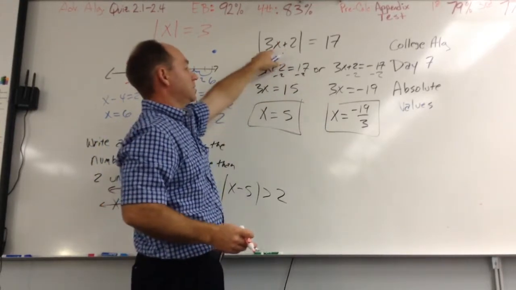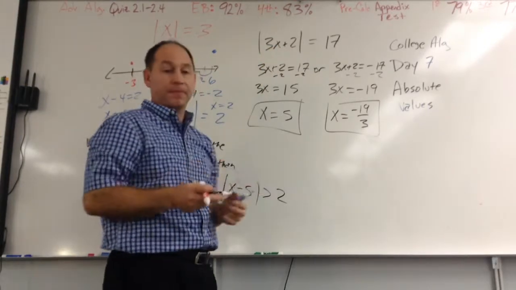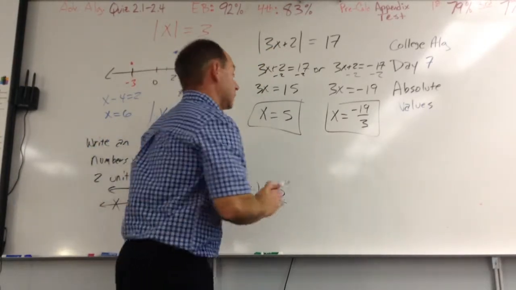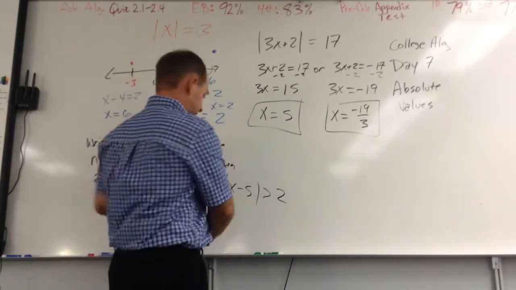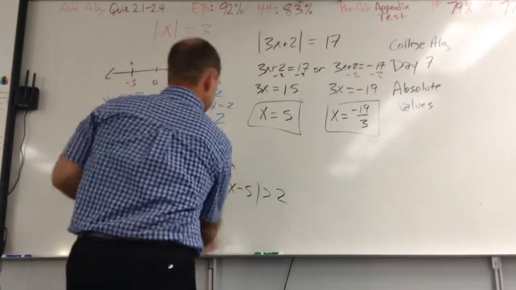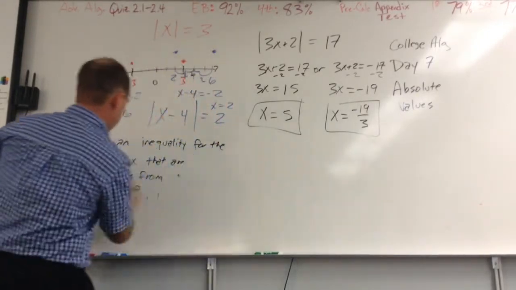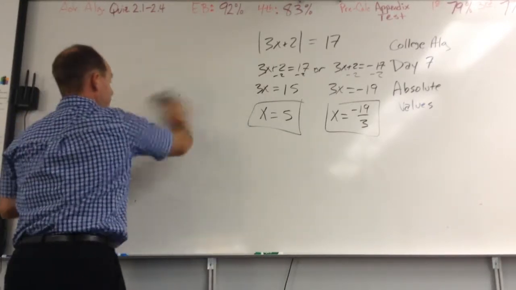Negative 19 thirds times 3 is negative 19, plus 2 is negative 17. Its absolute value is 17. Okay? So, we have that part taken care of for equal signs. I have some other ones, like for instance, we'll come back over here. Try to leave that up there for a little bit. We'll solve a couple more.